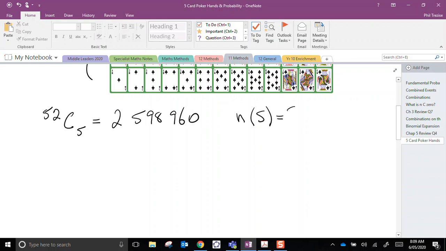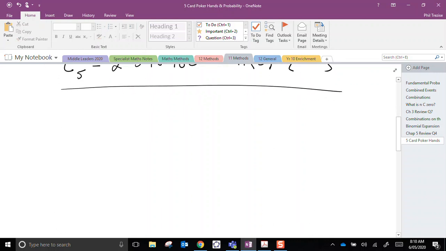And, well, there's no way I could write them all out. The sample space is truly enormous, and it would be virtually impossible without a machine, of course, to write them all down. And why would you bother anyway when we can calculate it with 52C5? So that's the sample space. Now let's move on to the different types of poker hands that you can get.